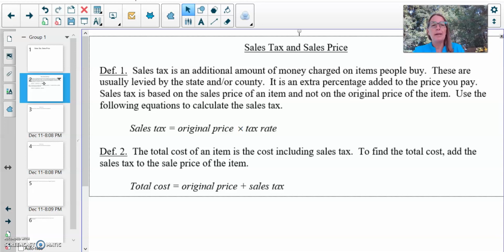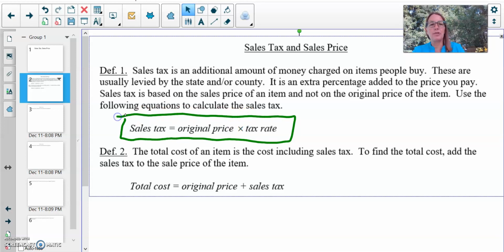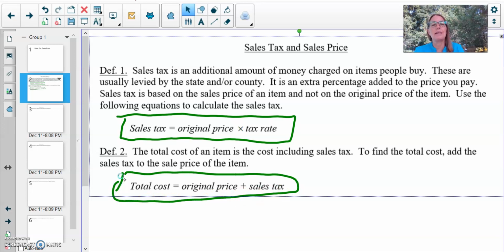Use the following equations to calculate the sales tax. To find the amount of sales tax, you multiply the original price by the tax rate. And to find the total cost of an item, which is the cost including sales tax, add the sales tax to the sale price of the item. So the total cost is the sales tax plus the original price or the sale price, depending on if it's discounted or not.